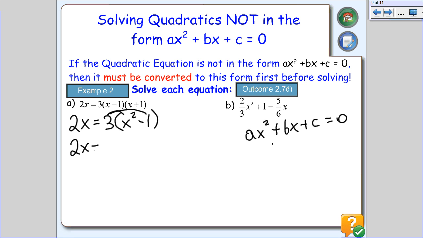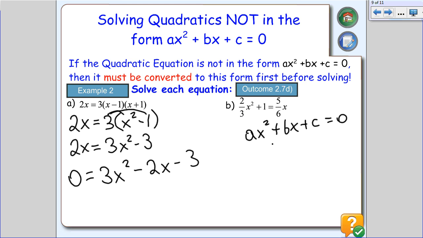And now just subtract 2x from both sides, because it all has to be equal to 0, right? So 0 is equal to 3x squared minus 2x minus 3. Now we're in what we call general form. There's one part of general form that we haven't talked about this year that we did talk about last year. You want to try your best to have your A value as a positive number. It really doesn't matter, but that's just how it's written in general form most of the time.